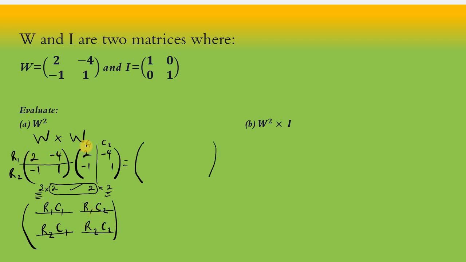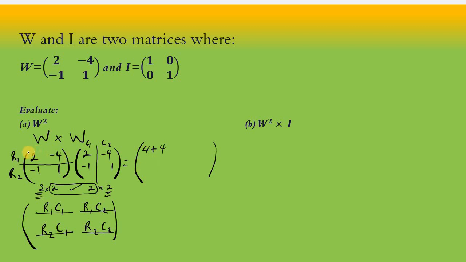Row 1 times column 1. Now the thing you have to remember is that one row by one column gives you one answer. So when we're multiplying row by column, we take the first entry of the row and multiply it by the first entry of the column. So 2 times 2 will give us 4. Now we're still in row 1, column 1. We're going to take the second entry of row 1 and multiply it by the second entry of column 1. So it's going to be negative 4 times negative 1, which is going to give us positive 4. And so we put a plus sign and put 4.